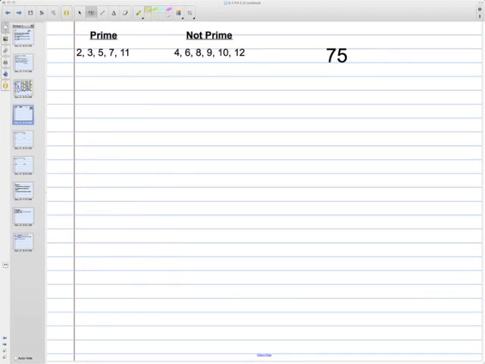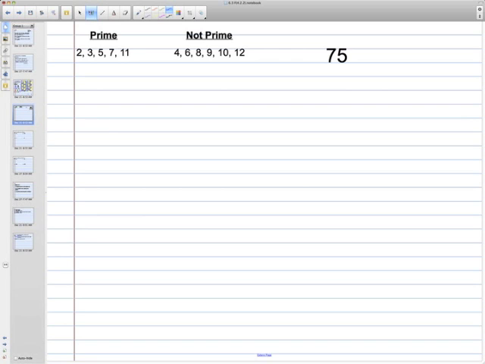The next objective of our lesson is to use a factor tree to find the prime factorization of a number. So what that means is we want to break down, like the number 75, into prime numbers. So to do that, I've already made a list just to remind us of the first few numbers. 2, 3, 5, 7, and 11 are prime. 4, 6, 8, 9, 10, and 12 are not prime.